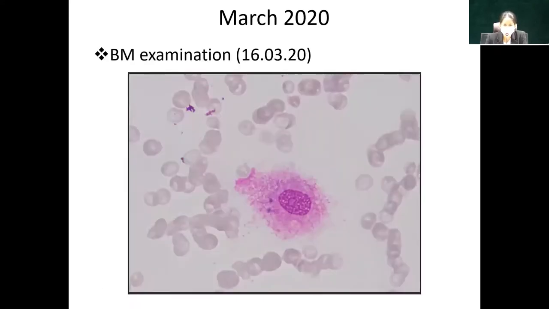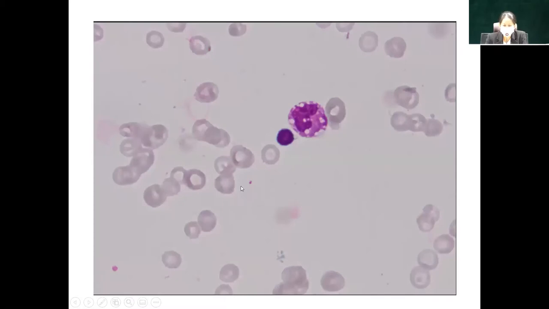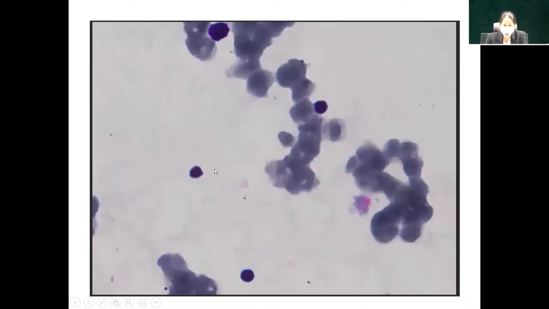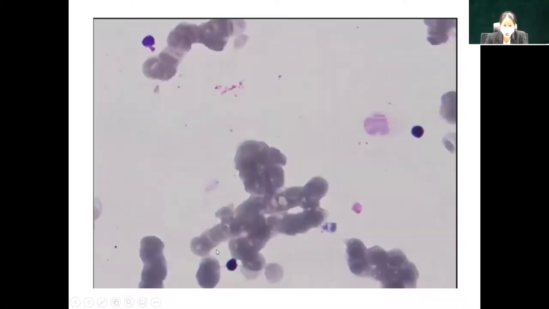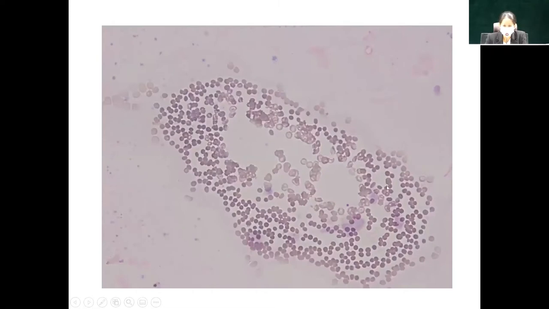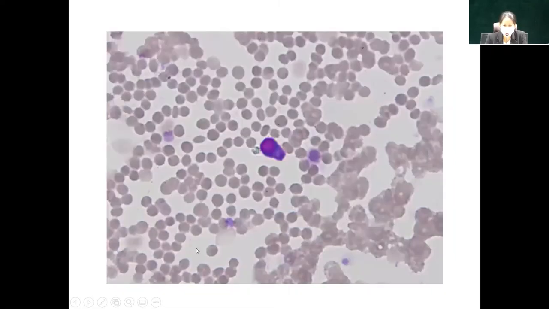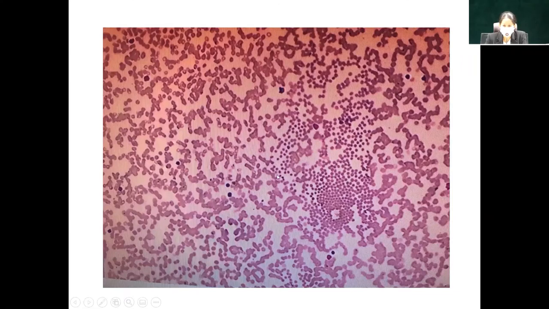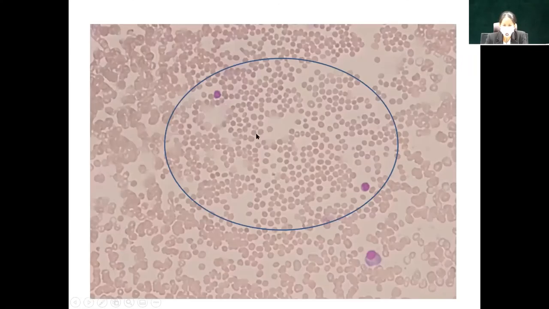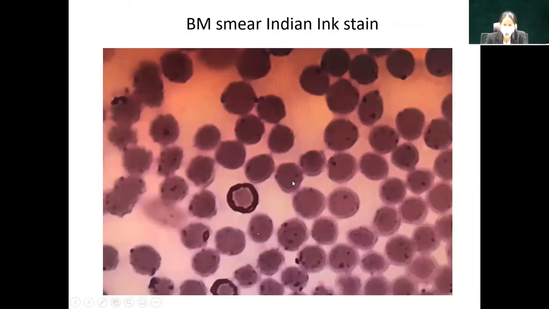We did bone marrow examination again, and the bone marrow revealed hypocellular with macrophage activation, severe anemia with neutrophils with cytoplasmic vacuoles and normal lymphocytes. And there are some small round cells in clusters, and they are not likely to be our hematoblastic cells. And we suspected these cells being likely to be fungal cells. So we did an India ink stain of the bone marrow smear.